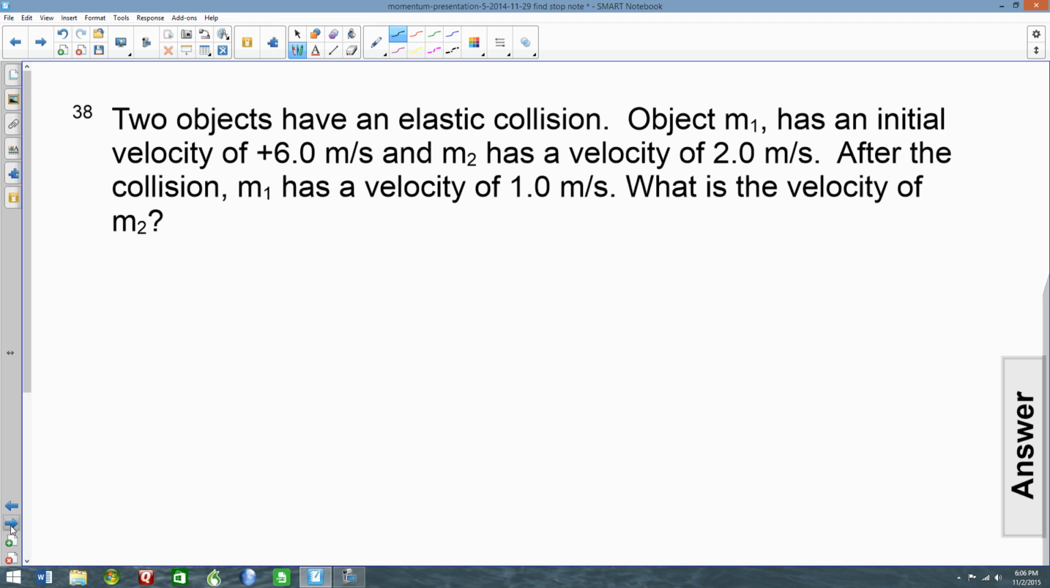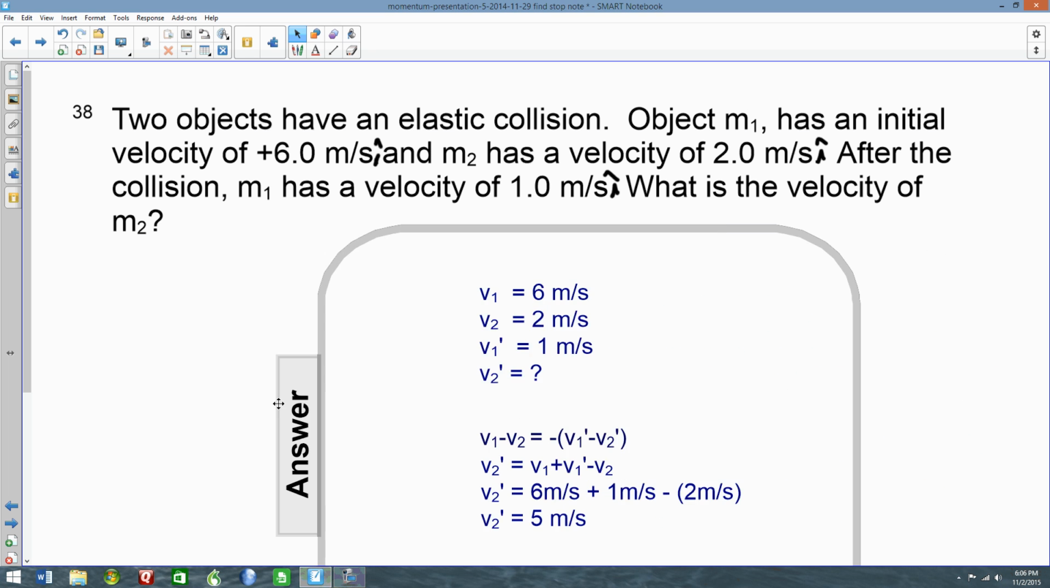Okay, two objects have an elastic collision. Object M1 has an initial velocity of 6 meters per second I hat, and M2 has a velocity of 2 meters per second I hat. After the collision, M1 has a velocity of 1 meter per second I hat. What is the velocity of M2? Okay, go ahead and pause the video and see if you can solve this one.